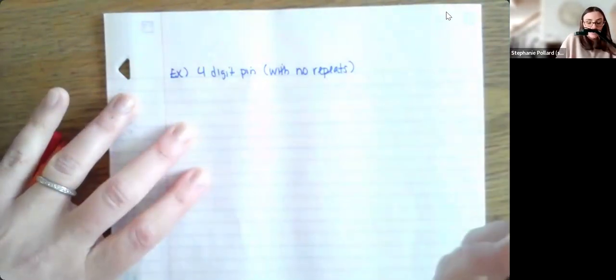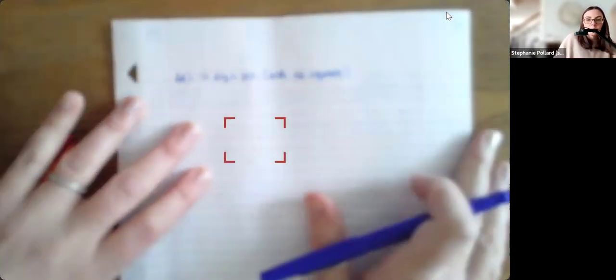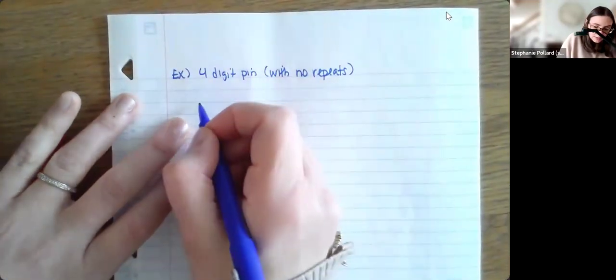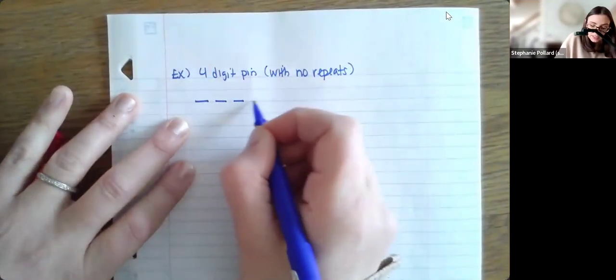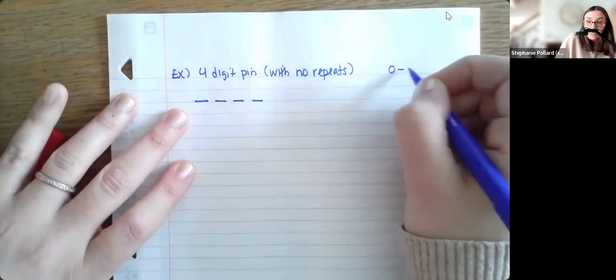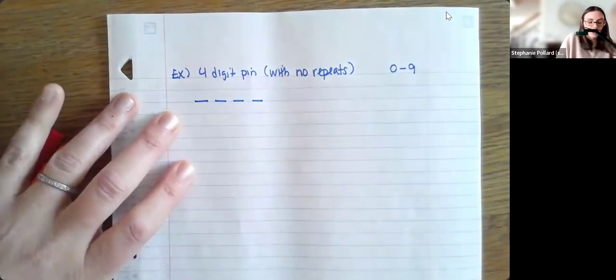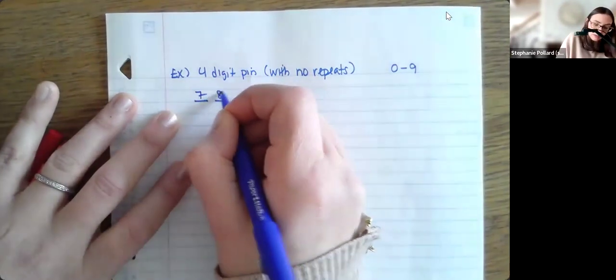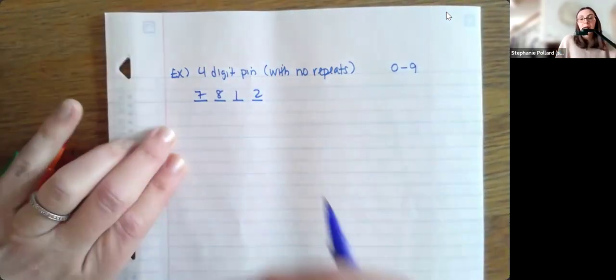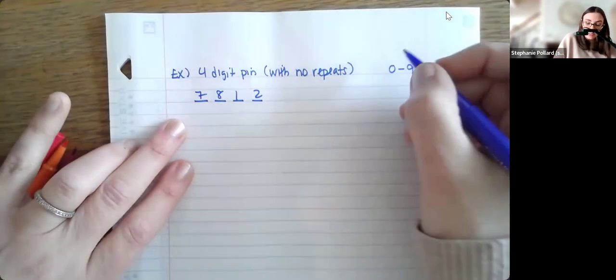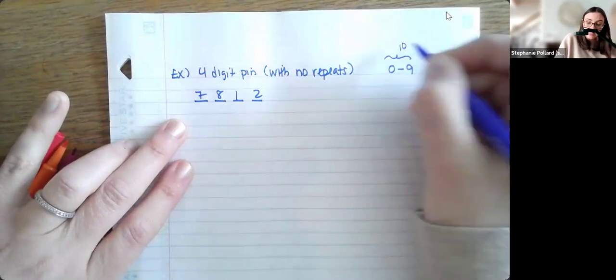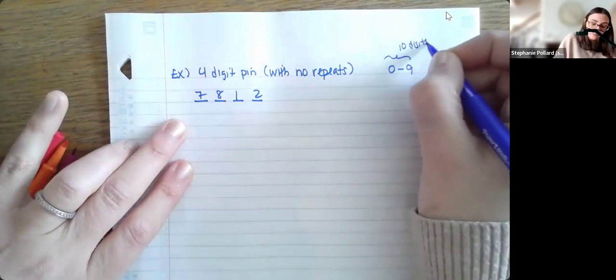With no repeats. So for instance, you have to choose a 4-digit PIN. Now your digits are typically 0 through 9, right? So for instance, you could choose your PIN 7, 8, 1, 2. But what happens here is you have 10 digits. So if you do 0 through 9, you actually have 10 digits that you can choose from.